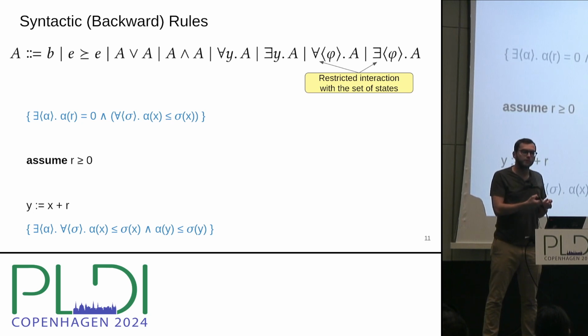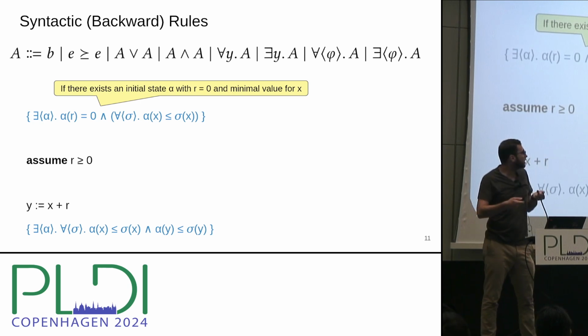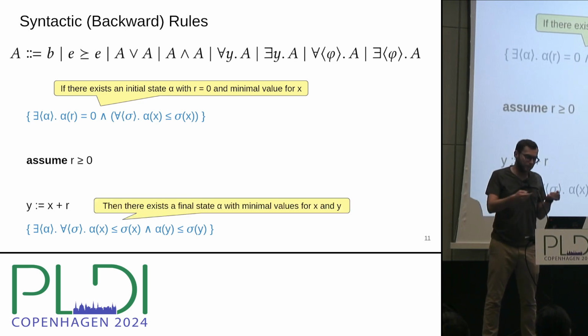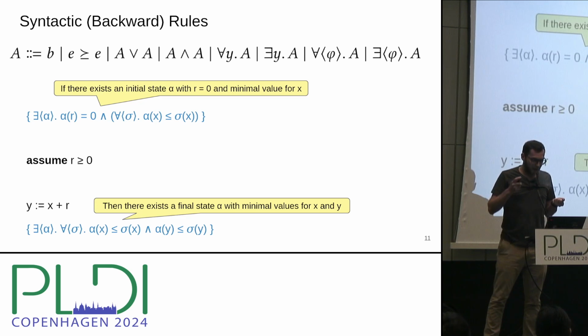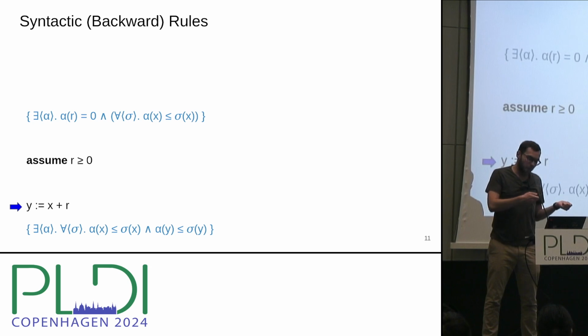And so how do we use those rules? So if we want to establish the following triple, if there exists an initial state alpha with r equals 0 and that has a minimal value for x, we would like to prove that at the end we will have a final state alpha with minimal values for both x and y. So here we first look at the assignment, and for an assignment our rule is a generalization of the standard Hoare logic rule that is based on substitution.